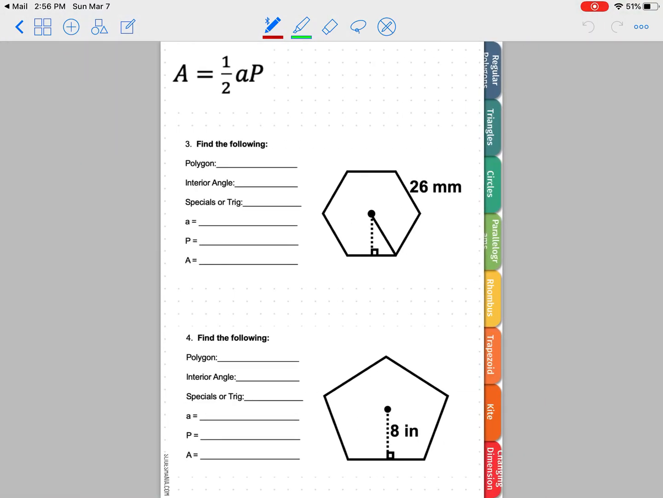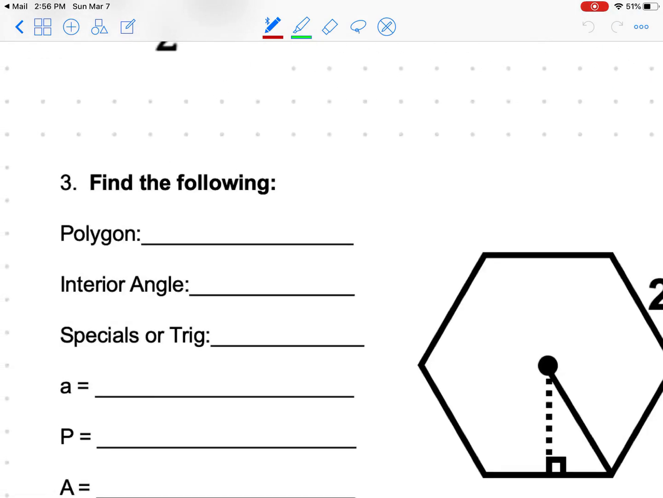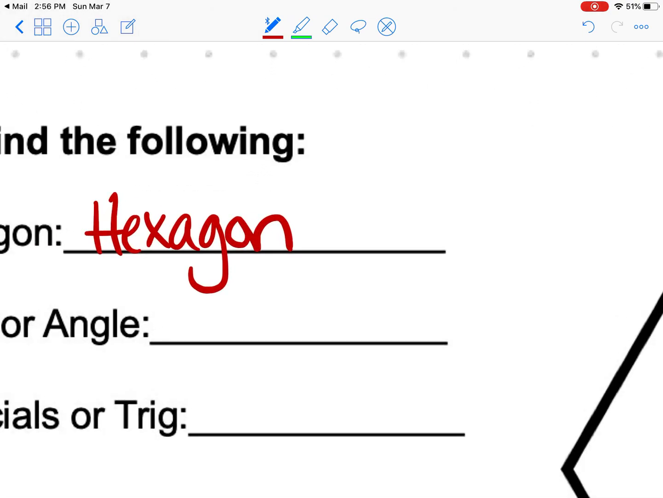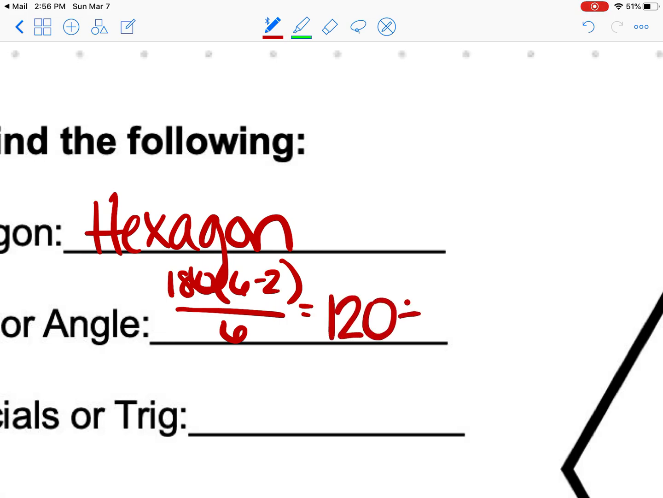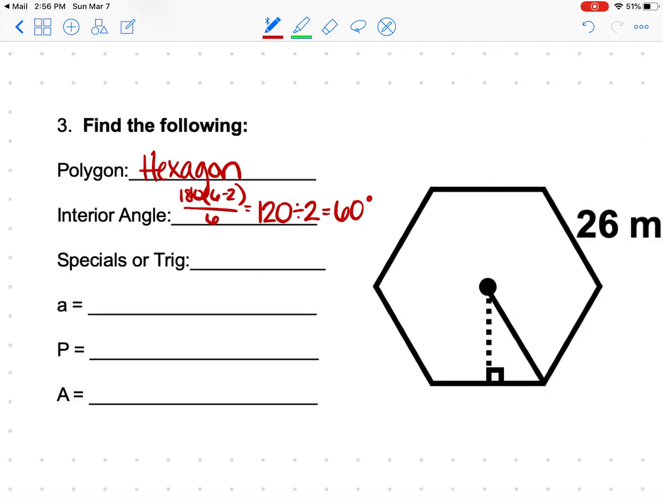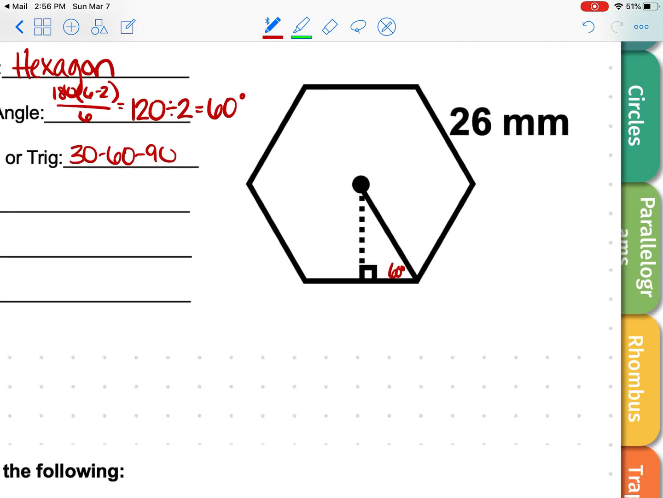Okay, next page. Let's go to our next figure. So our next polygon has 6 sides, so that would be a hexagon. So our interior angle, we would say 180 times 6 minus 2 divided by 6. So 180 times 4 divided by 6 gives me 120. And we need to bisect it because that's what the radius does. So we know that that angle will be 60 degrees right here. 60 degrees tells me that I'm going to be working with a 30, 60, 90 anytime we have a hexagon. So let's go ahead and set up our tic-tac-toe.